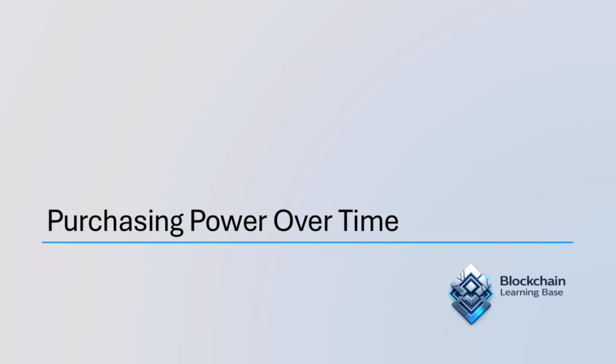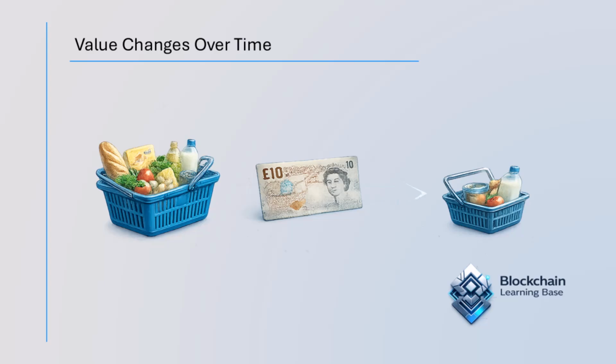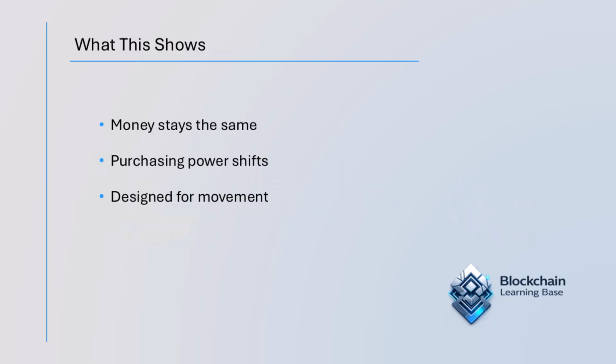Purchasing power over time. Think about this for a moment. What did £1 buy 30 years ago? What does it buy today? What might it buy in 30 years' time? The number printed on the note hasn't changed, but what it can purchase has. The money itself looks the same, but its purchasing power shifts. This doesn't mean the system is broken. It means it was designed primarily for economic movement, wages, spending, investment, growth, not long-term storage without change. Modern money is excellent for movement. It's less focused on being permanently fixed.